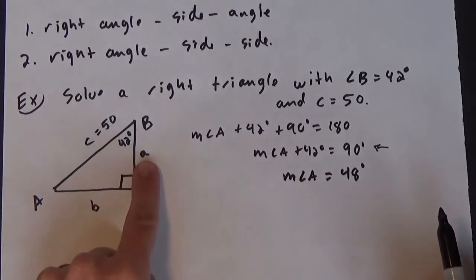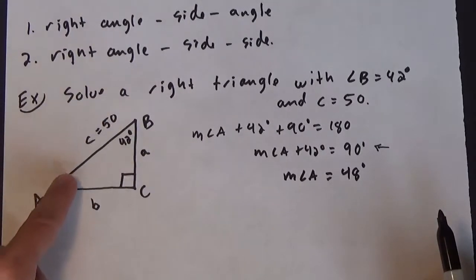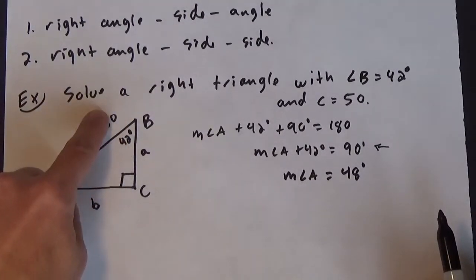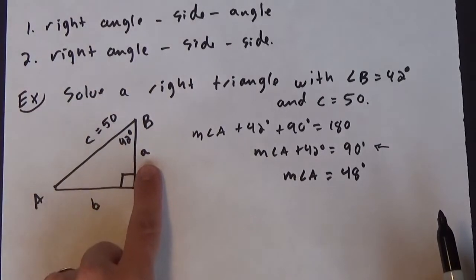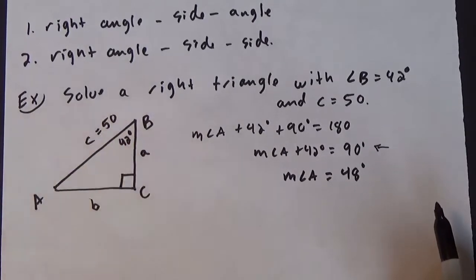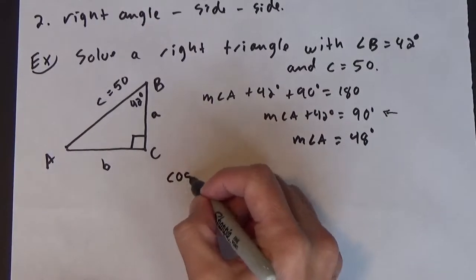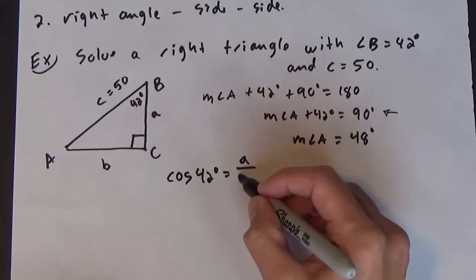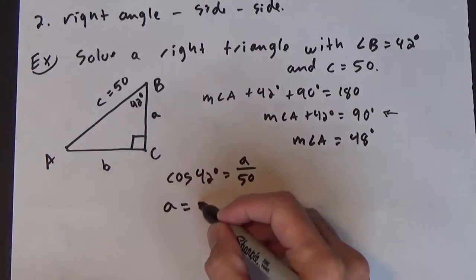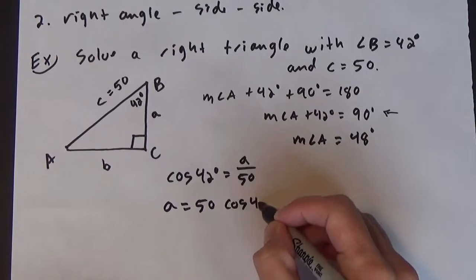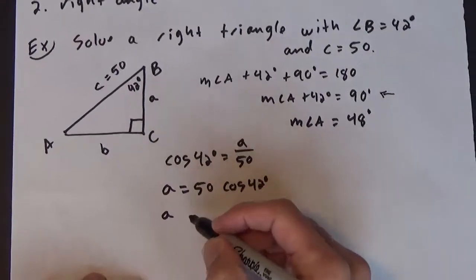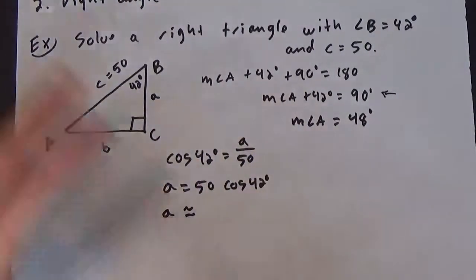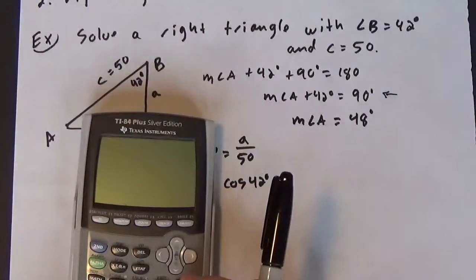Now let's find side A. Now remember, we've got to go back to the original information. Don't use that 48 degrees. Use the 42 and this 50. So relative to 42 degrees, we have the adjacent and the hypotenuse. So that's cosine. So we would have the cosine of 42 degrees is the adjacent over the hypotenuse. So A is 50 times the cosine of 42 degrees. So A is going to be approximately equal to, let's go ahead and get out our calculators for that.